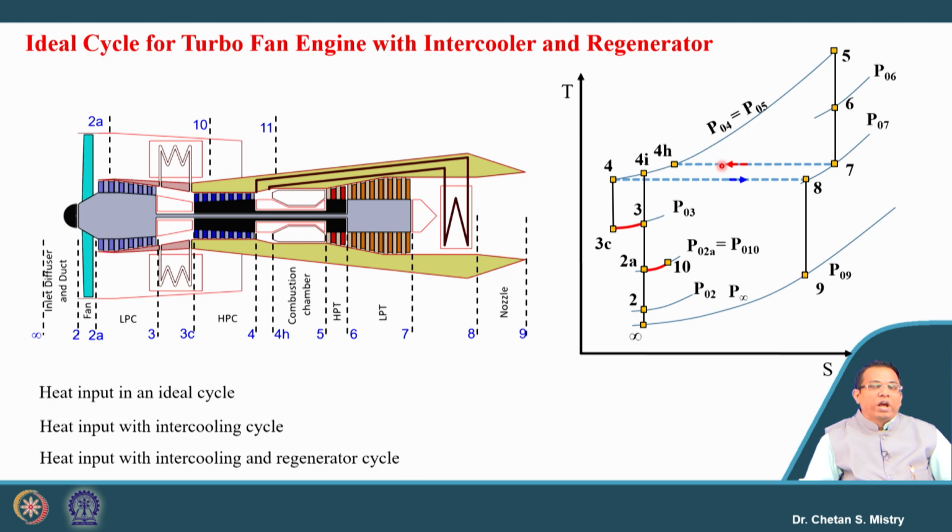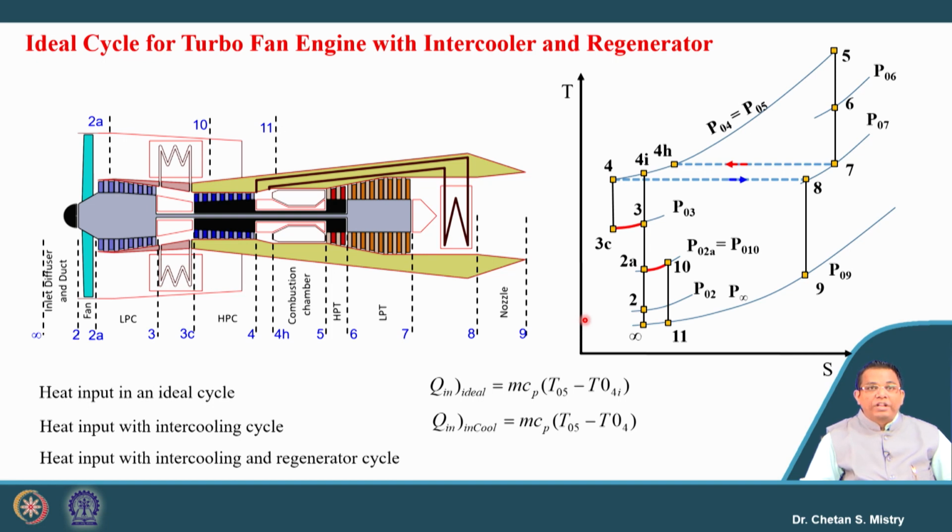And this 8 to 9 is representing our ideal expansion in the nozzle, and 10 to 11 is representing my expansion in the fan. So if we look carefully, if I consider ideal conditions, my amount of heat input is m cp (T05 minus T04I). If I consider intercooling as a cycle, this will be T05 minus T04.